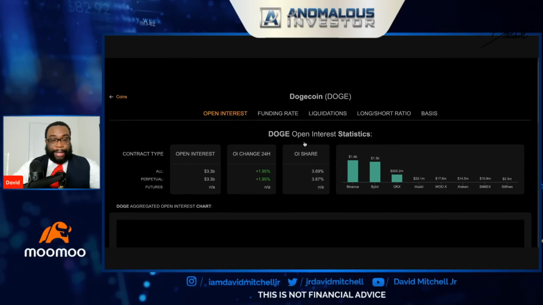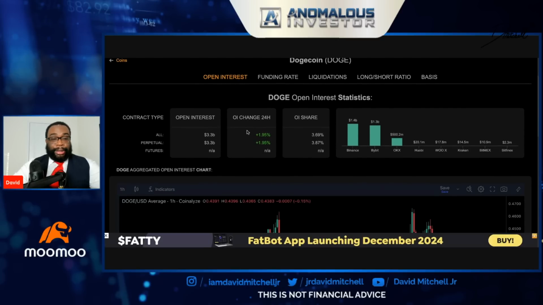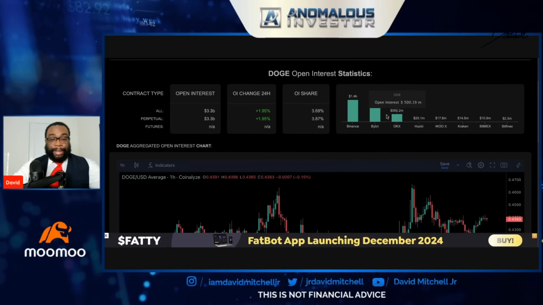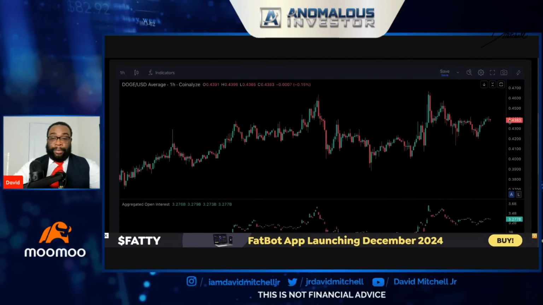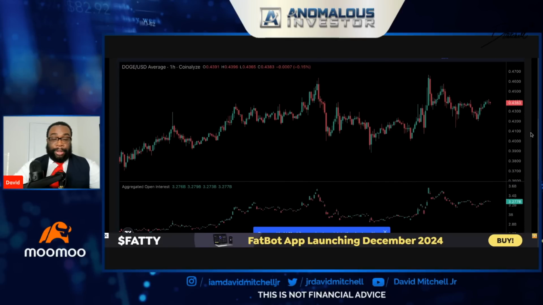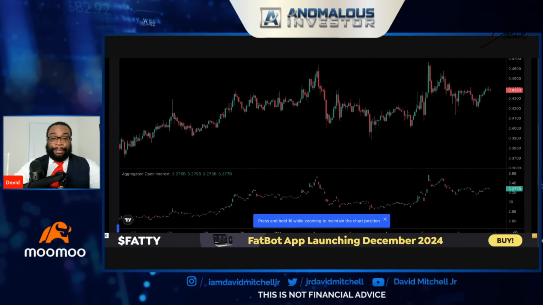Open interest right now, as I said, last time we looked, it was around 800 million. It is 3.3 billion right now. Obviously, most of that's coming from Binance and Bybit. 1.4 billion from Binance, 1.3 billion from Bybit. Just a huge positive trend going forward here as far as contracts coming out on the coin and overall just the overall interest. I love seeing this here.